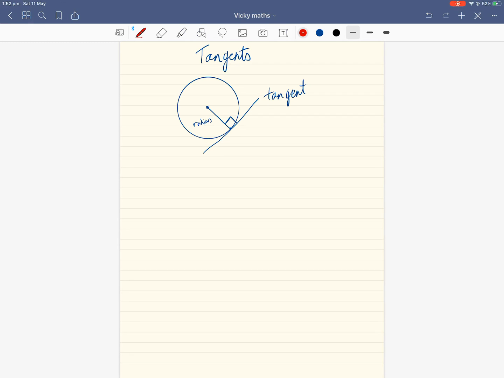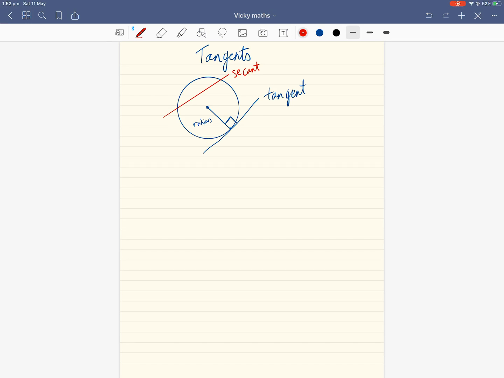This is in contrast to a straight line which cuts the circle twice, called a secant. So if it's a straight line that crosses a circle 2 times, it's a secant, but a tangent is a straight line that touches the circle exactly once.